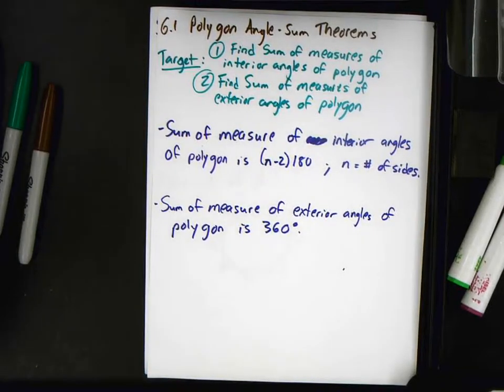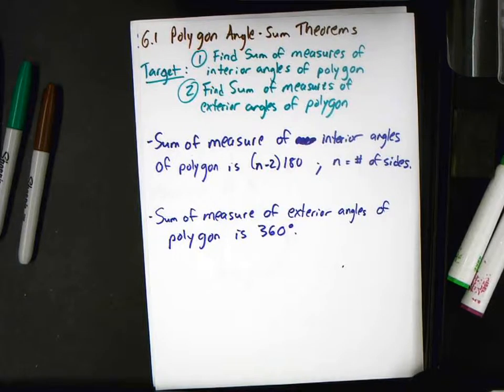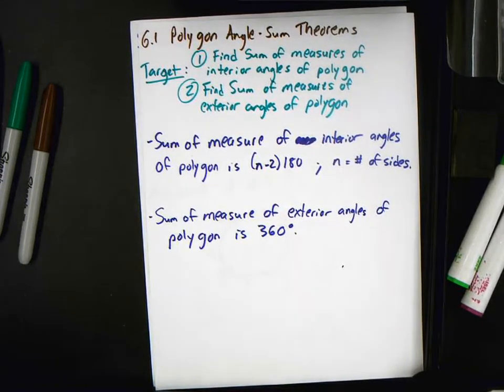Hello, this video is on section 6.1, which is titled Polygon Angle Sum Theorems. And there's two different targets. The first one is to find the sum of the measures of the inside angles of a polygon, and the second one is to find the sum of the measures of the outside angles of a polygon. So let's go ahead and get started.